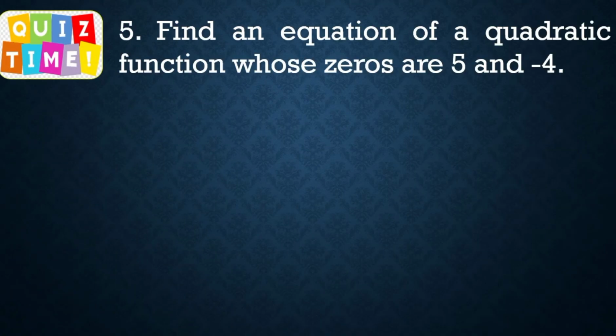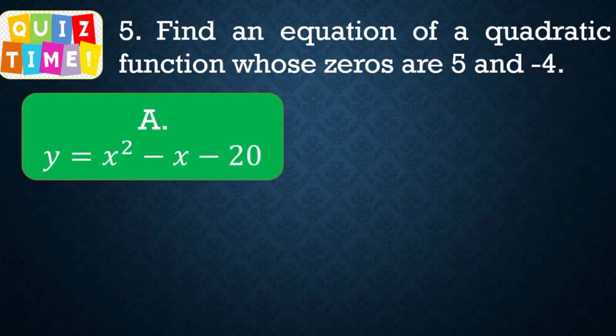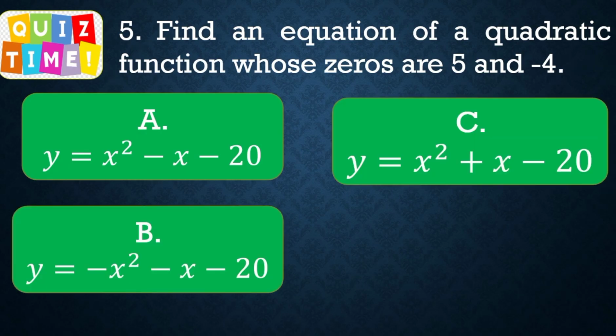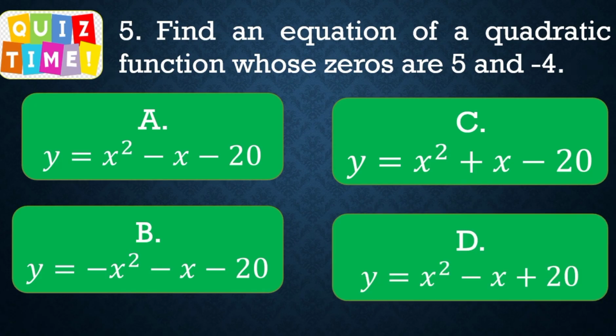Find an equation of a quadratic function whose zeros are 5 and negative 4. Letter A, y is equal to x squared minus x minus 20. B, y is equal to negative x squared minus x minus 20. Letter C, y is equal to x squared plus x minus 20. And letter D, y is equal to x squared minus x plus 20. Okay, so the answer is letter A, y is equal to x squared minus x minus 20.